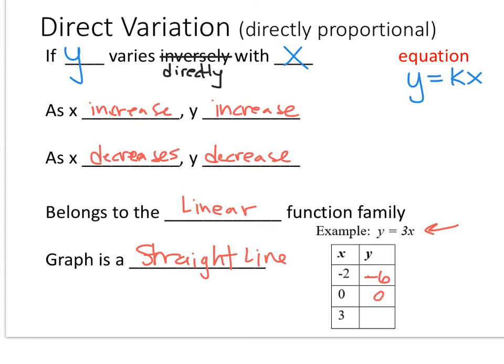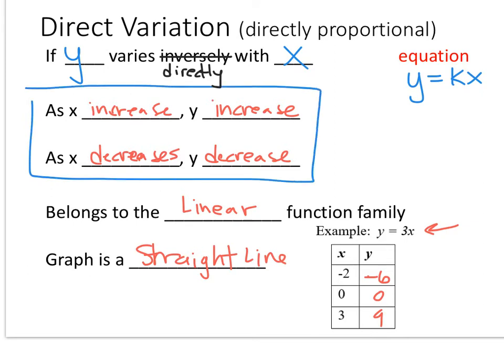Now obviously we can see that from -6 to 0 that also increases, and so we can kind of keep going in that fashion, and then we get 9, so the values of x are increasing from -2 to 0 to 3, and so my y values will do the same thing. So a direct variation, kind of the biggest thing that we're going to get from this is that as x increases, y increases, and as x decreases, y is also going to decrease.